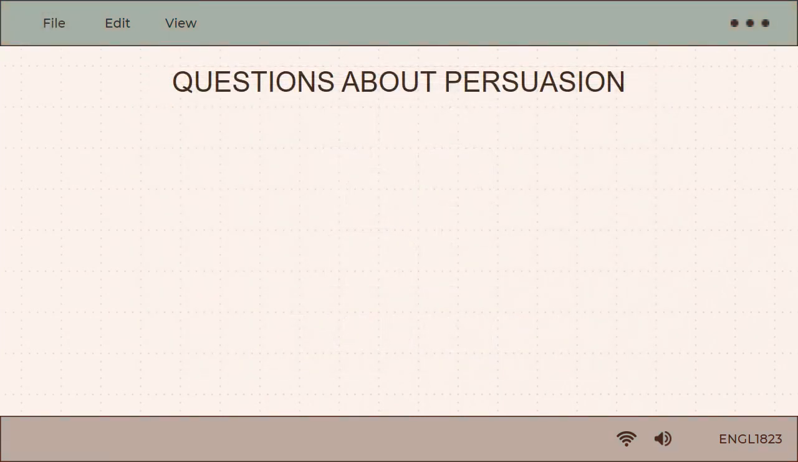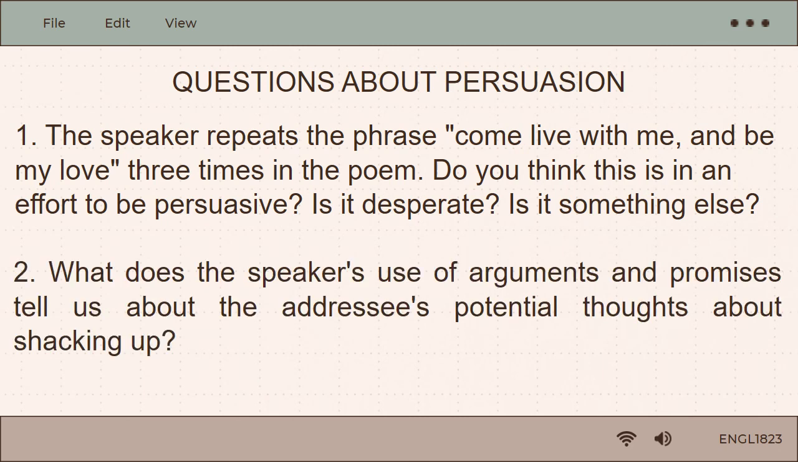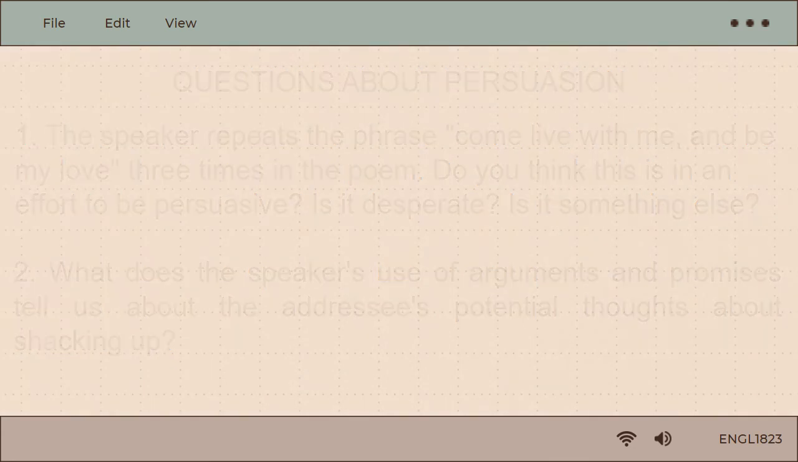Here are the questions about persuasion. Number one, the speaker repeats the phrase, "Come live with me and be my love," 3 times in the poem. Do you think this is an effort to be persuasive? Is it desperate? Is it something else? Number two, what does the speaker's use of arguments and premises tell us about the addressee's potential thoughts about shacking up?